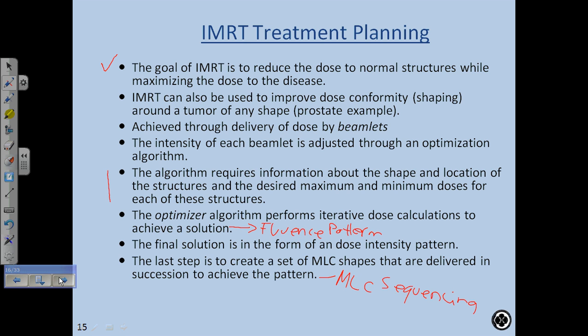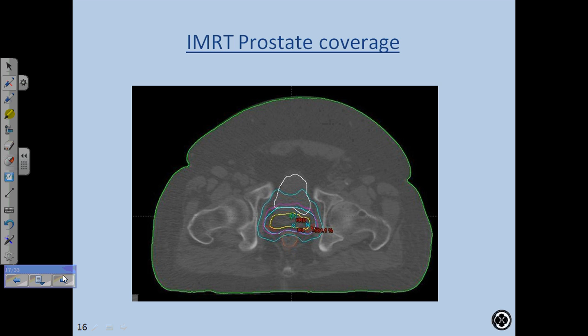IMRT prostate coverage. This is an example of an IMRT isodose distribution for a prostate. If they show you this on your boards and ask whether it is IMRT or conventional 3D treatment planning, right away, once you see an isodose line shaped like this that goes around, it has to be IMRT. 3D conformal cannot create isodoses that curve in this direction. They can create isodoses that curve in the other direction, but not concave. They can't go in. The only way we can achieve this is by selectively attenuating certain areas through our intensity modulated fluence.